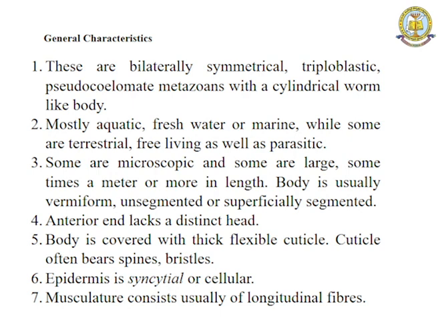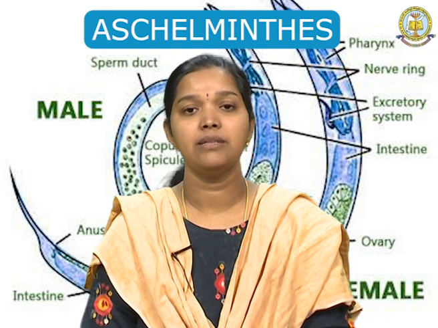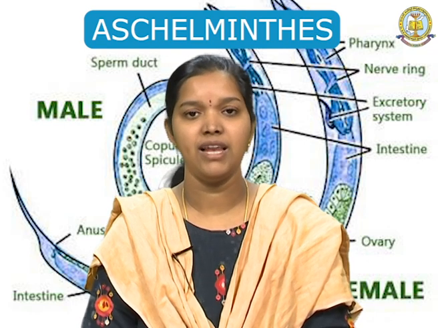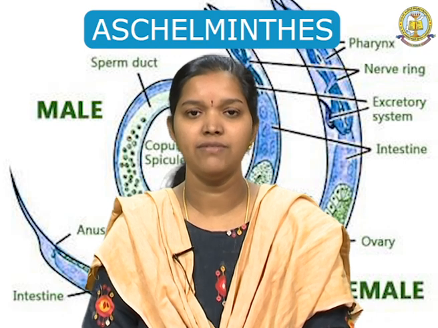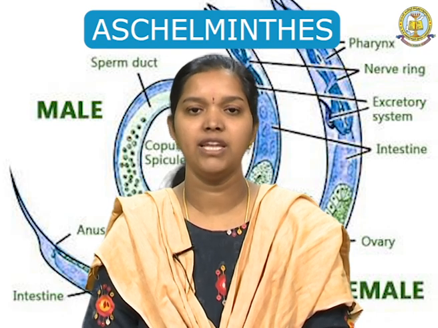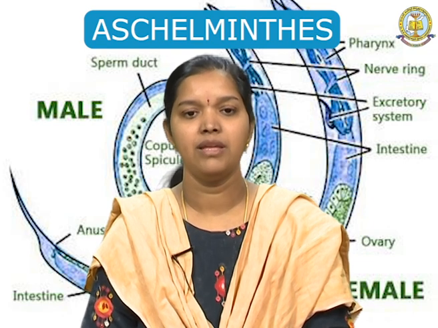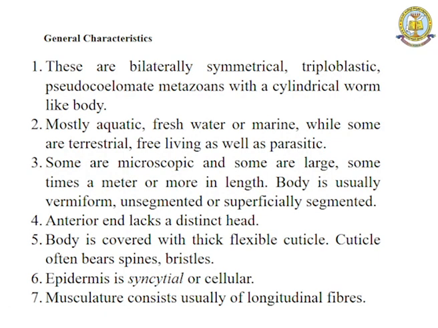and some are parasitic in nature, and they are microscopic as well as large. That means some organisms are very small and cannot be seen with the naked eye and some we can even see with the naked eye. The anterior end lacks a distinct head and the body is covered with a thick cuticle, over which we can usually see spines or bristles. And the epidermis is syncytial or cellular.